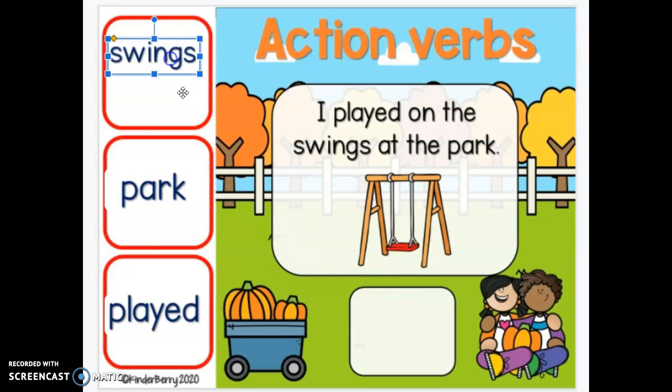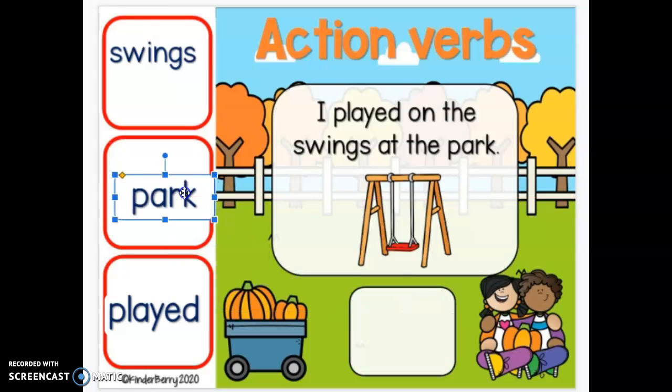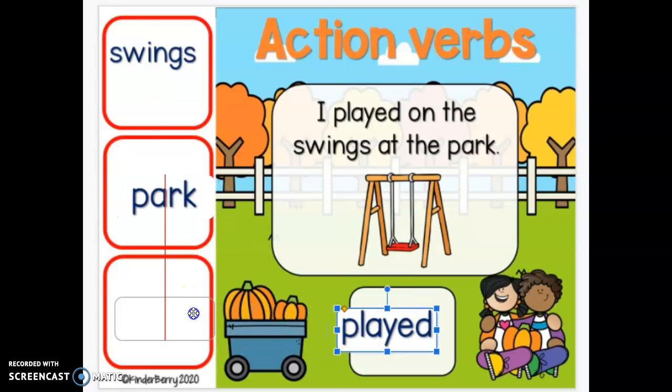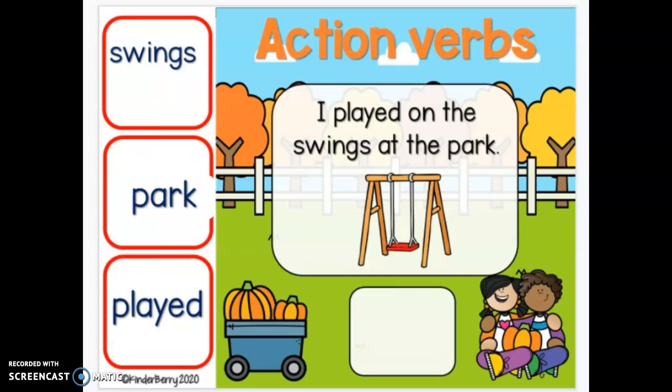So again, if you decide it would be swings in that sentence, or park, or played. And you can see how you can move them back and forth if you accidentally make a mistake. Please make sure you complete all your slides and turn them in.